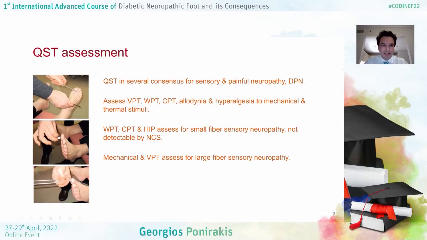Okay, perfect. So quantitative sensory testing has been included in several consensus statements for sensory and painful neuropathy, particularly diabetic neuropathy. It assesses vibration, warm and cold perception threshold, allodynia and hyperalgesia to mechanical and thermal stimuli. Warm and cold perception threshold and heat-induced pain assess for small fiber sensory neuropathy, which is not detectable by nerve conduction studies. And mechanical and vibration perception threshold assess for large fiber sensory neuropathy.